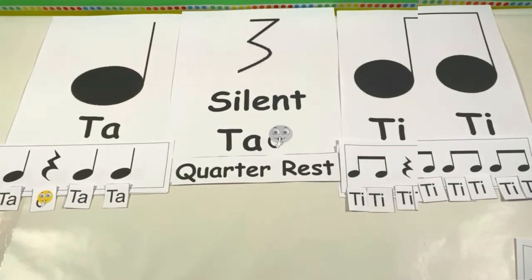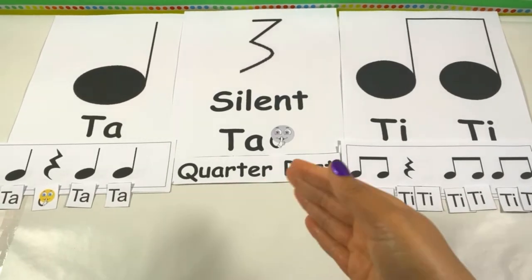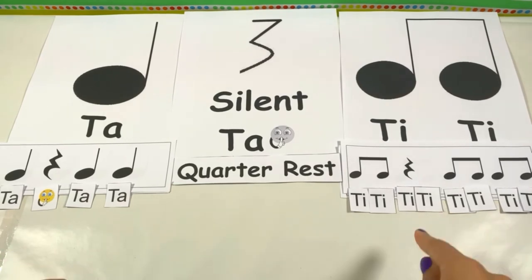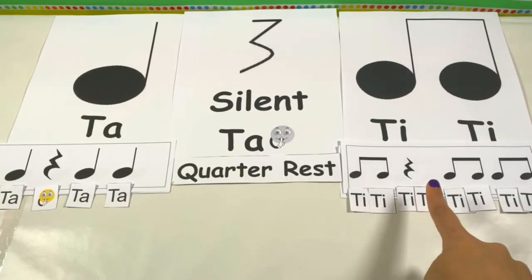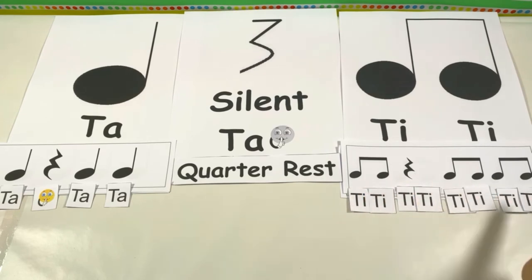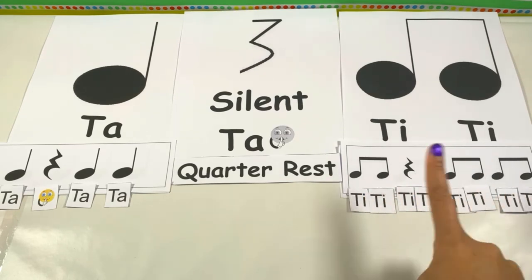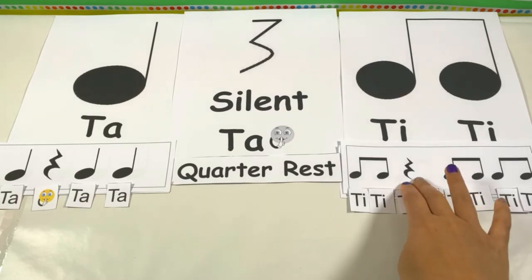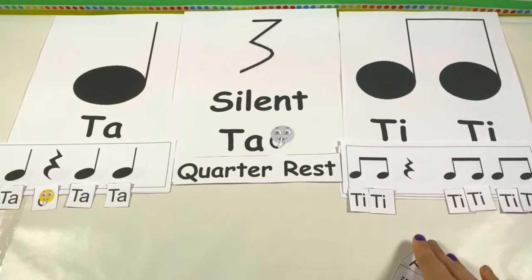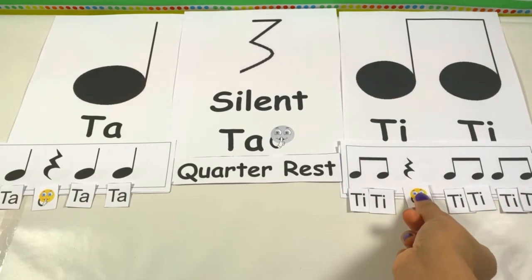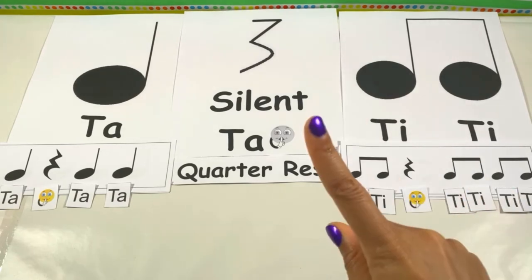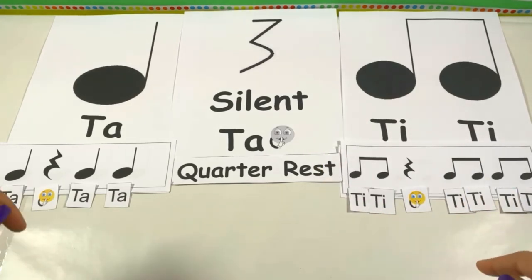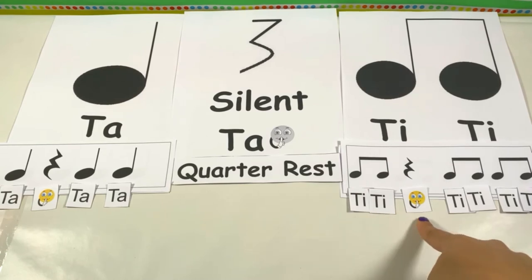Very good. Now, let's work on our TTs. Do we have four sets of TTs here anymore like we used to? No. So our label doesn't work here either. So let's move this TT back, and we'll add in a smiley face telling you to shh. So let's practice our TTs with our silent ta.